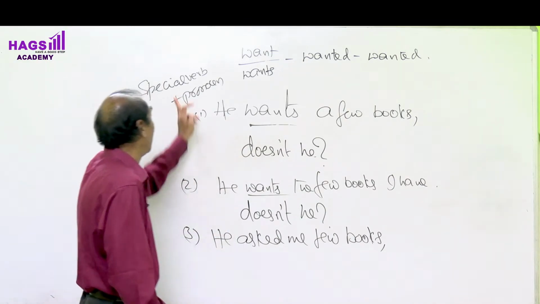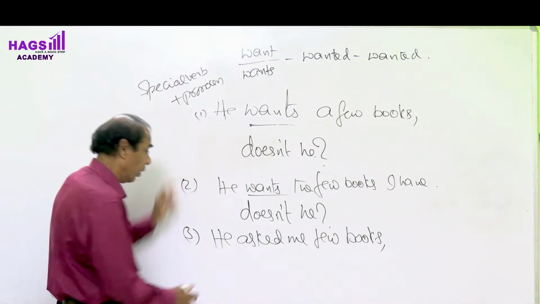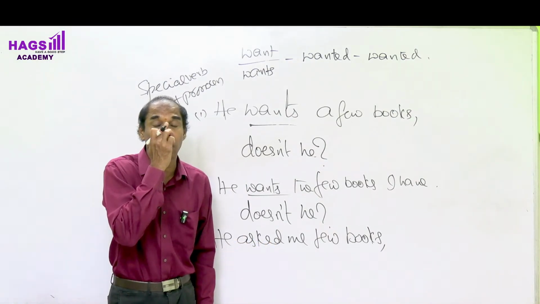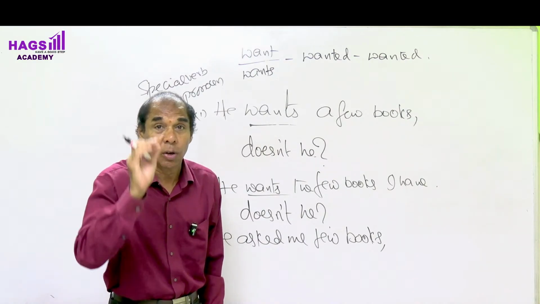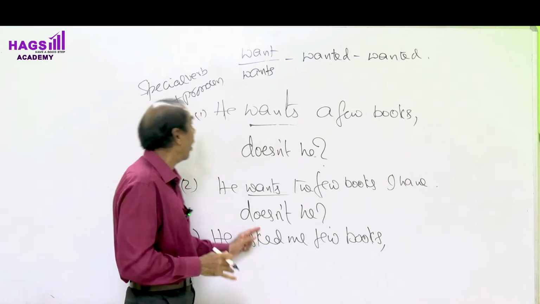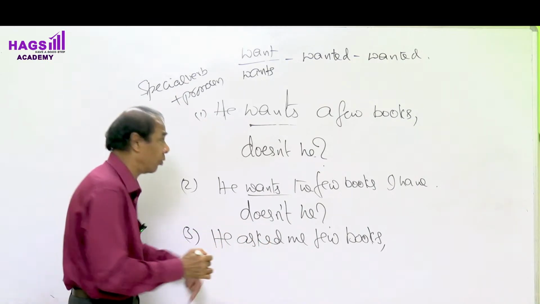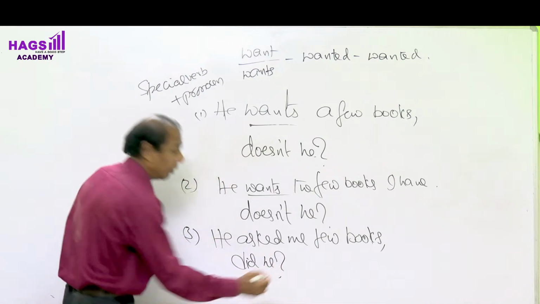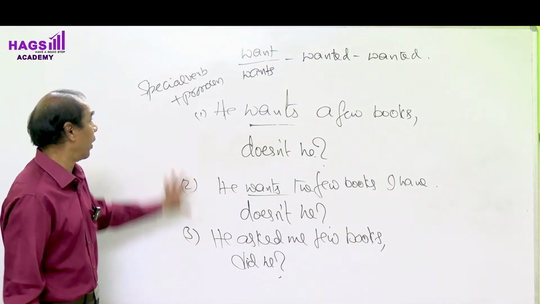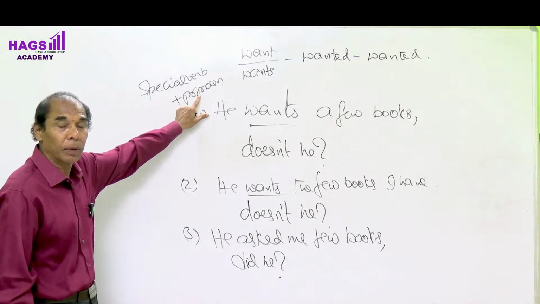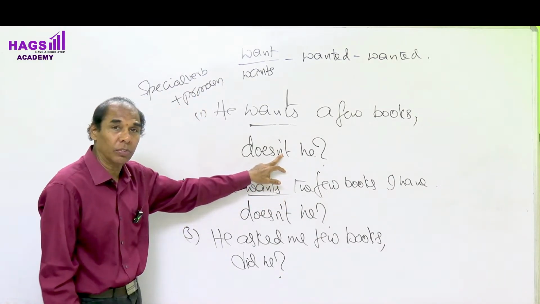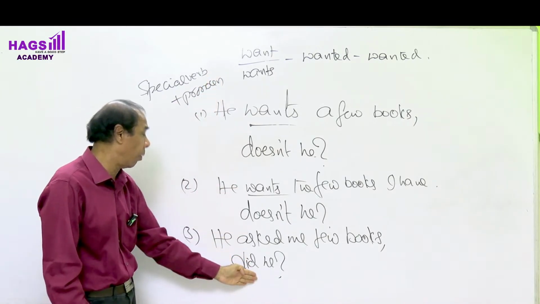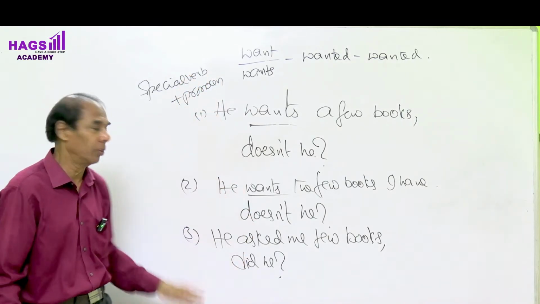Few is negative, so the question tag must be positive. What is the formula? Special verb plus pronoun. What is the special verb here? No special verb. When there is no special verb, what is the rule? To make a question tag, borrow do, does, did. Asked is past tense, so I have to borrow did. Did he? That's it. See, what is the formula? Special verb plus negative. But in the case of negative question tags, put not after the special verb. In the case of positives, don't put not. That's it. No doubt.